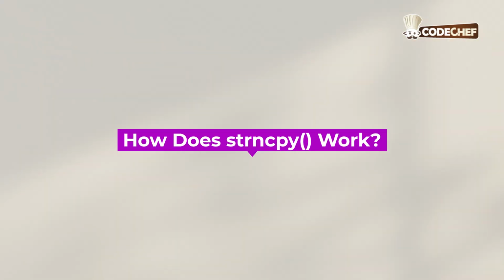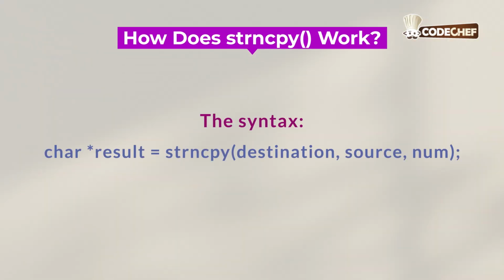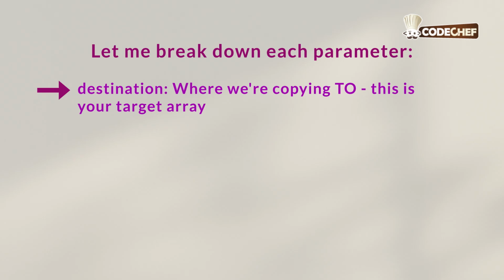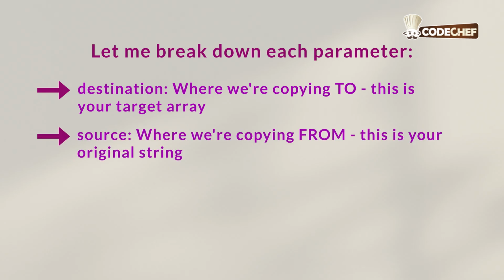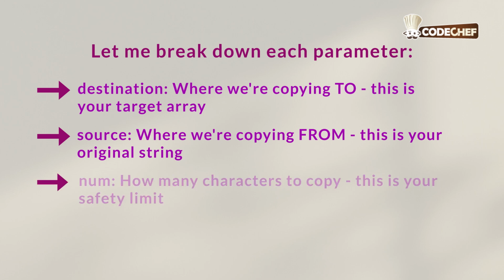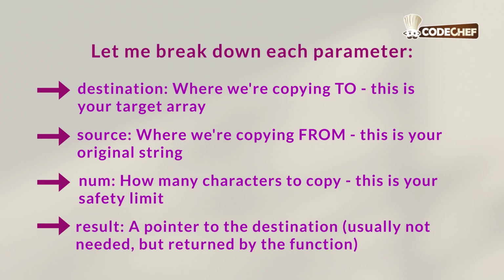How does strncpy work? The syntax looks something like this. Now let me break this down. The destination is where we are copying to. This is your target array. Source is where we are copying from. This is your original string. Number is how many characters to copy. This is your safety limit. And result is a pointer to the destination, usually not needed but returned by the function.